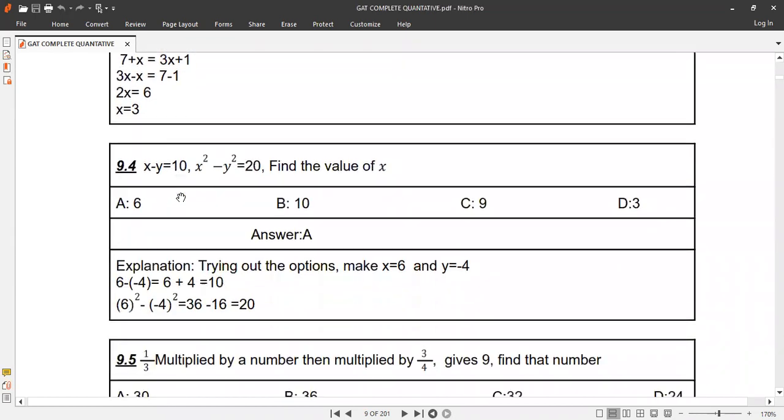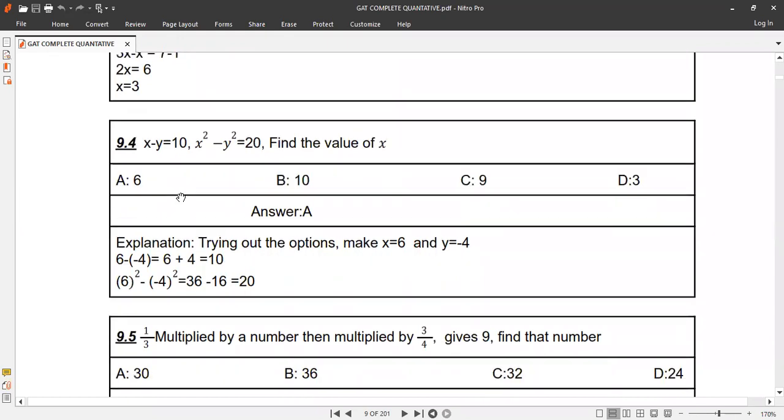Now let's go to another example, which is considered a difficult question. A third multiplied by a number, let's suppose that the number is x, then multiplied by 3 over 4, gives 9. Let me think of the number as x. I have an easy way for this question because the number x is multiplied by a third, then multiplied by 3 over 4. So I can multiply 3 over 4 by 1 over 3.